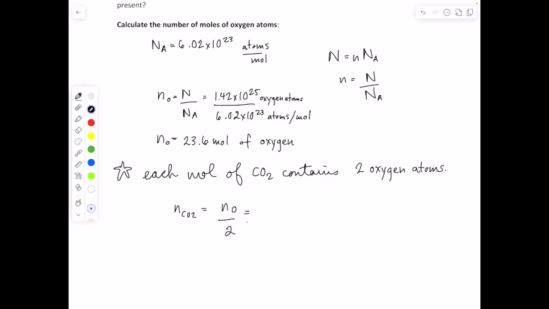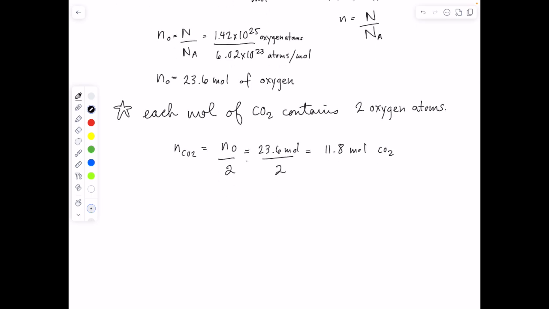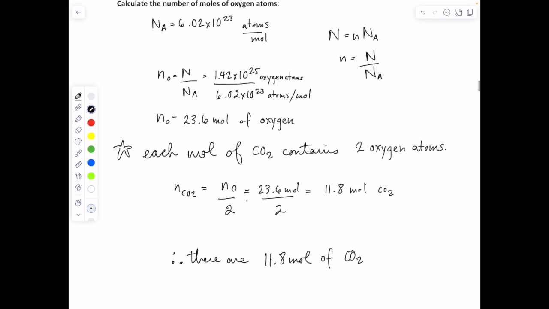And if there's 23.6 moles of oxygen, divided by 2, that means that there are 11.8 moles of CO2, because each CO2 molecule contains 2 times the amount of oxygen. Therefore, there are approximately 11.8 moles of CO2 in the sample.